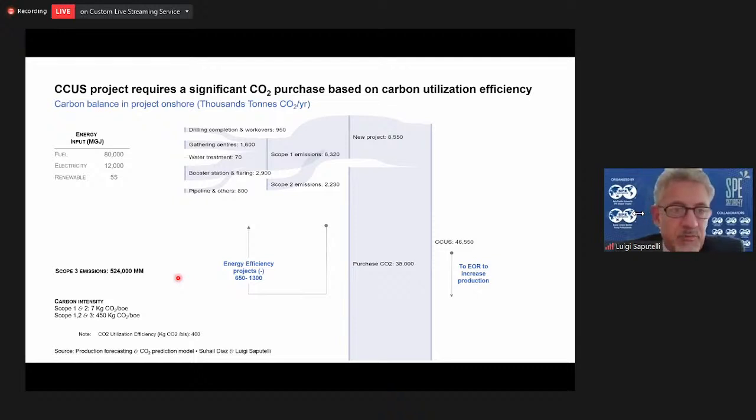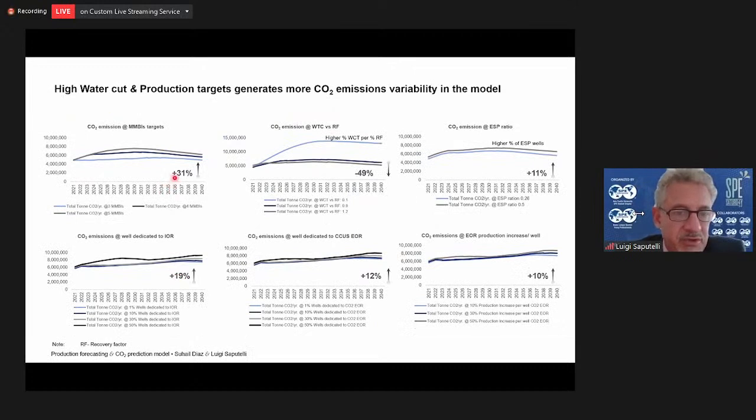Okay, these are some additional sensitivities of the CO2 emissions. For example, the blue one is the 3 million scenario, the 4 million scenario, and the 5 million scenario. So you can increase up to 31% more emissions when you go from 3 to 5. And this is because the more oil you produce, at the same rate, 405 kilograms per BOE, you're still going to produce more.